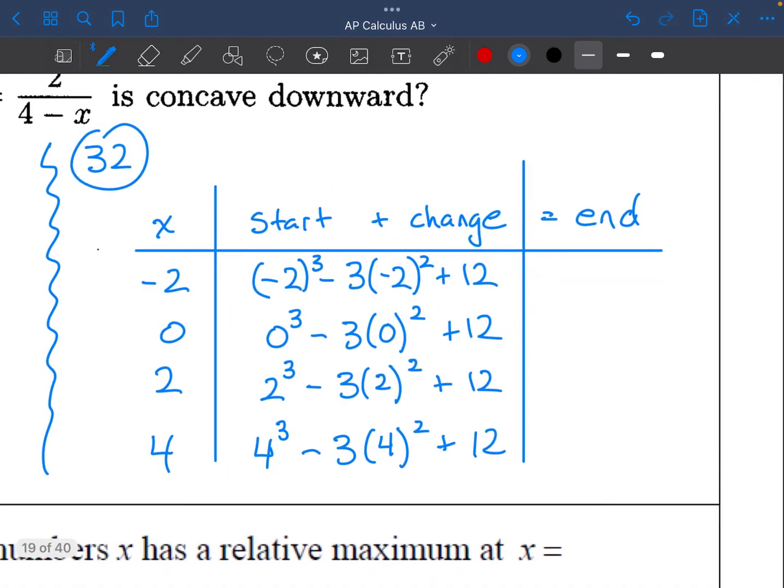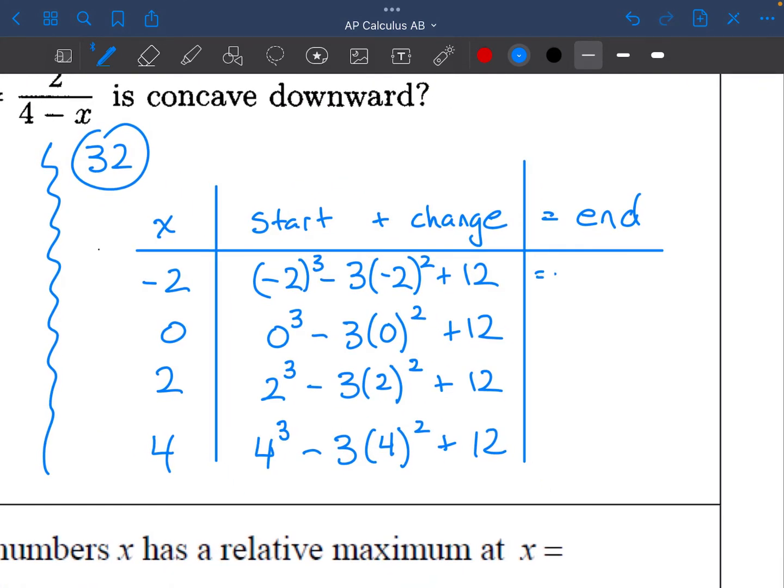All right, so first up, I get -8, and I have this -2 squared, which is 4. 4 times 3 is 12, so I'm going to be subtracting another 12.